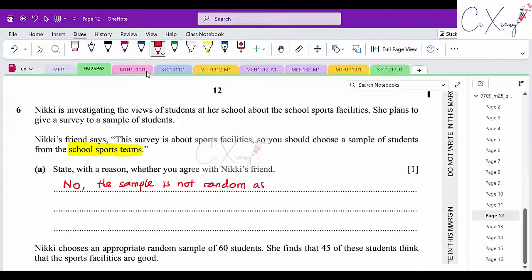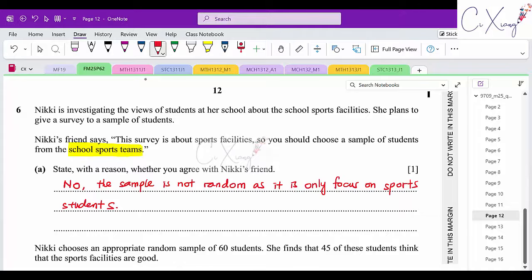Okay. Why is it not random? As it is only focused on sports students. So if, let's say, it is really random, then every student in the school will have an equal chance to be selected to carry out the survey. Alright, so that's how we answer it.